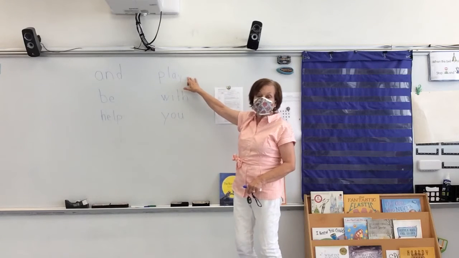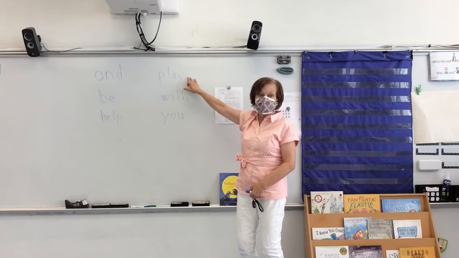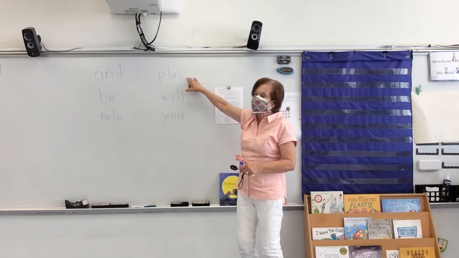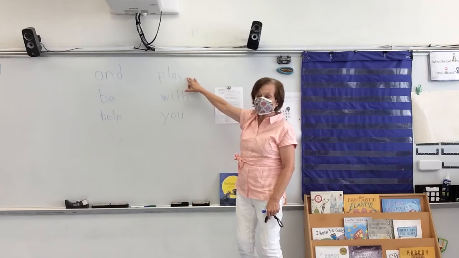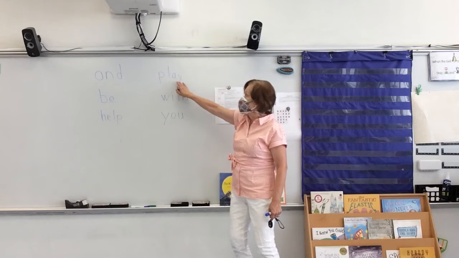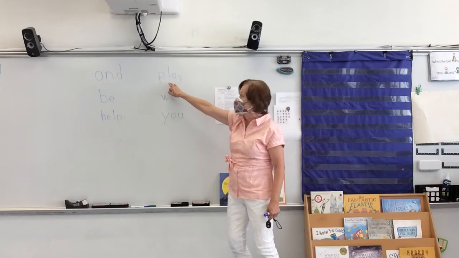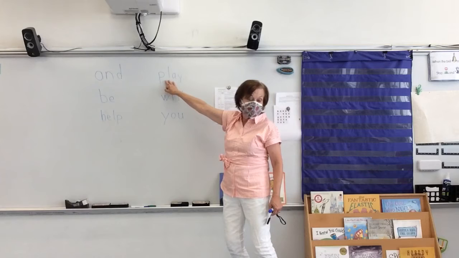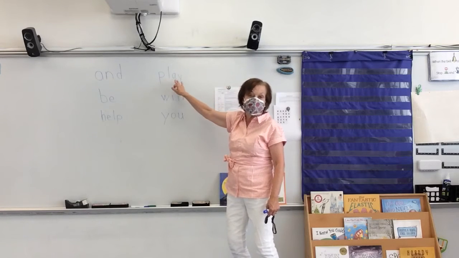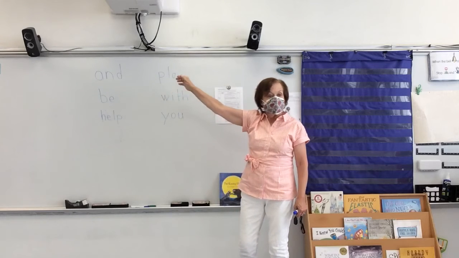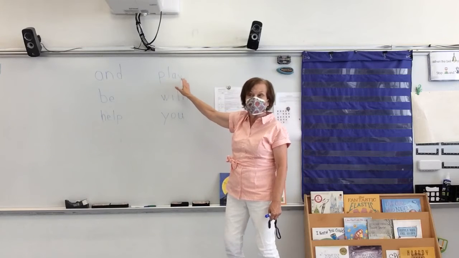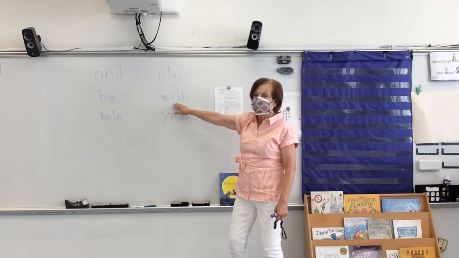Anybody know this one? That's easy. Some of you might have used it. You were using it in your writing today. Brendan, do you know what that is? Very good. Play. A-Y makes the A sound. And these two letters at the beginning are a beginning blend. I hear the P and the L. Play. Spell it with me. P-L-A-Y. Play.